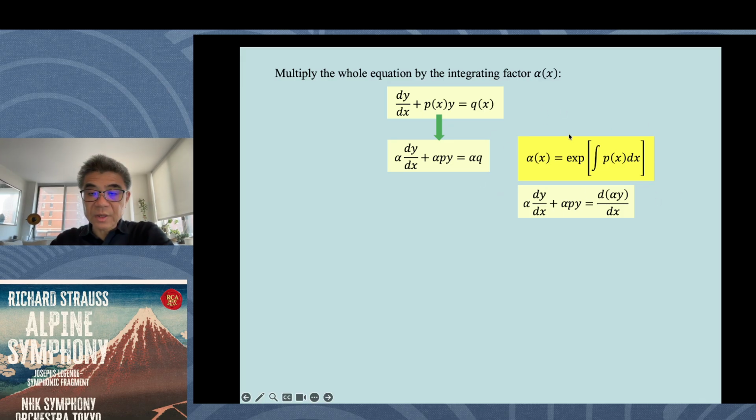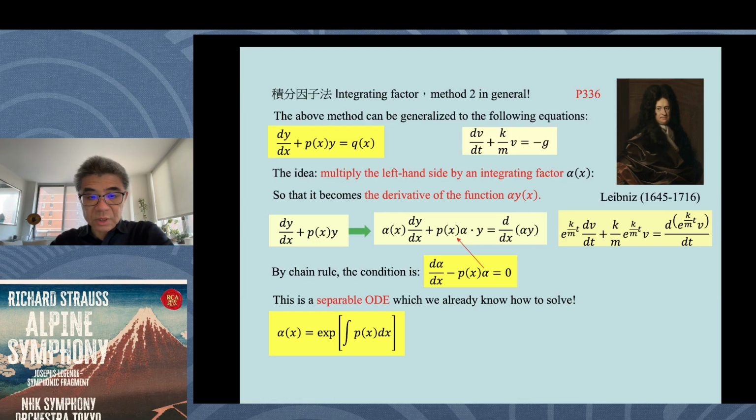You can check that this is consistent with the earlier derivation. This exponential of k over m times t. Remember, p is k over m. Therefore, this alpha x, if applied to the earlier derivation, gives the exponential of the integral of k over m, which is k over m times t, with exponential. So you can check that this general formula actually applies to the original derivation.